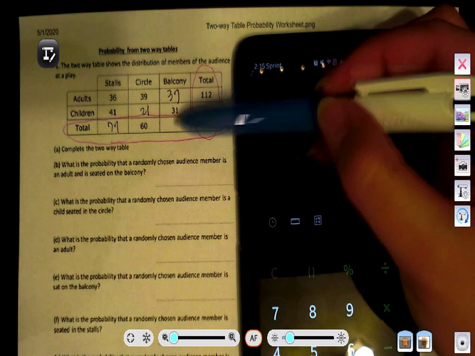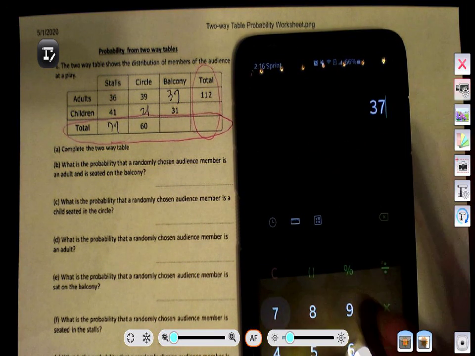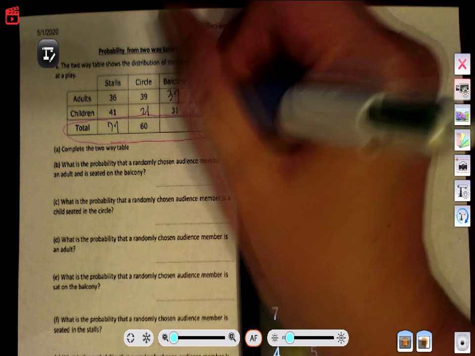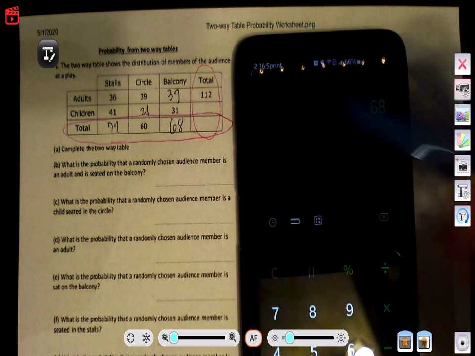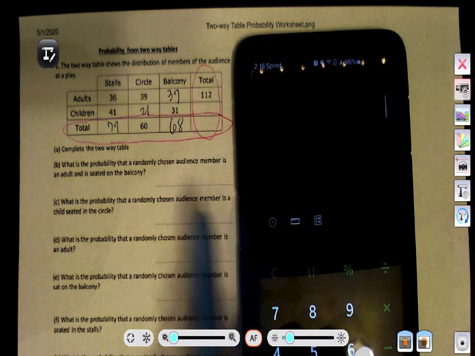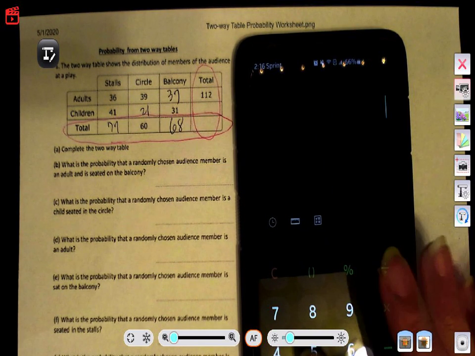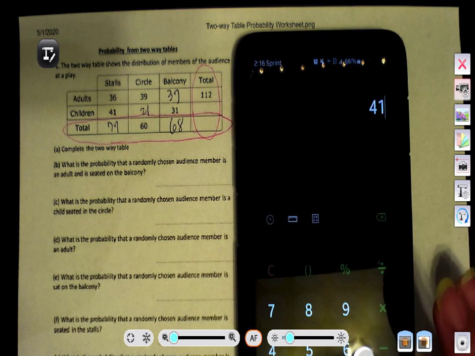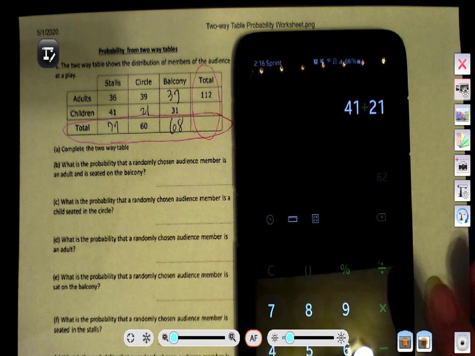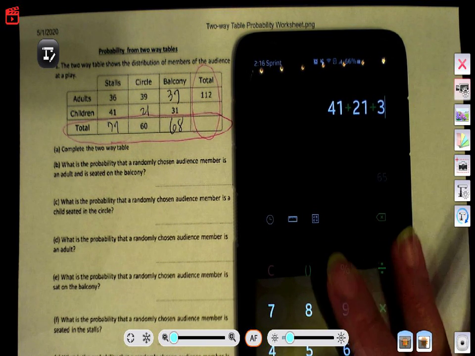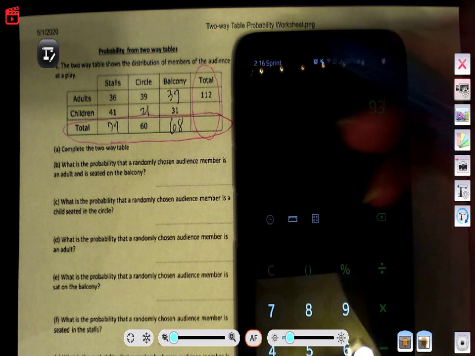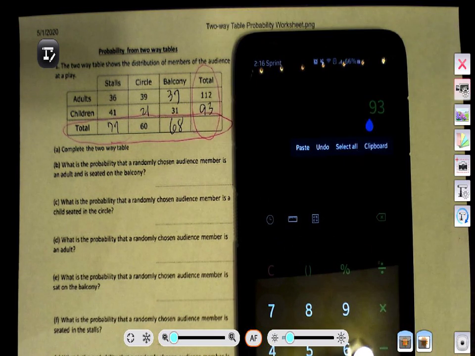The next one's easy. Add these two numbers together. 37 plus 31 is equal to 68. And actually, the rest of it is just adding. This number over here is the total number of children. So I have 41 children for stalls, 21 children for circles, and 31 for balcony, which is going to give me 93 people total.